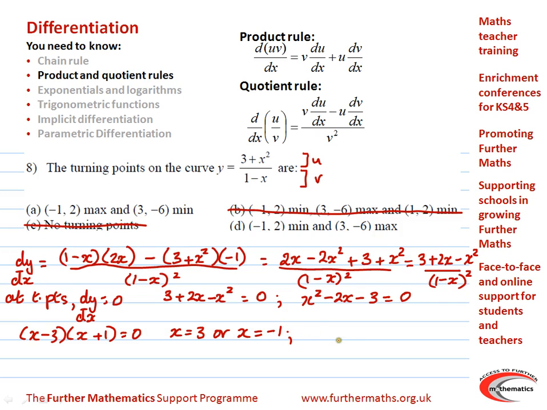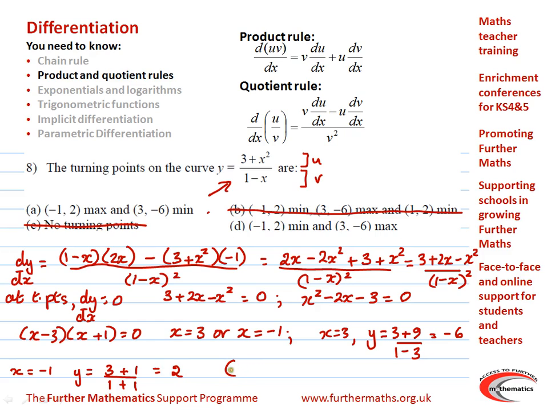We can find our y values here. Let's just put those in. You may have noticed the y values are the same in both the remaining options, but let's do this for completeness. When x is 3, substituting back into here, y is going to be 3 plus 9 over 1 minus 3, which is 12 over minus 2, which is minus 6. And when x equals minus 1, y is going to be 3 plus minus 1 squared over 1 minus minus 1, which gives me 4 over 2, which is 2.